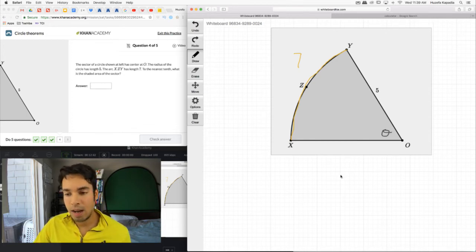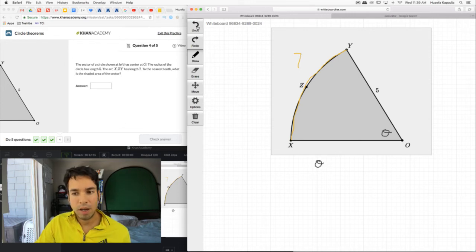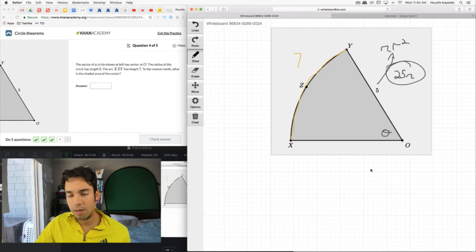So let's figure that out. Now I actually think this might be easier if we do this in radians, but you could do it in degrees too, it doesn't matter. Okay, so first of all, I'm going to say the area of the entire circle is pi r squared, right? So pi r squared. In this case, radius is 5, so it's 5 squared is 25 pi. So that's the area of the whole thing.